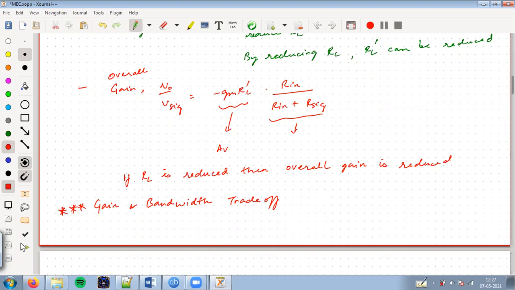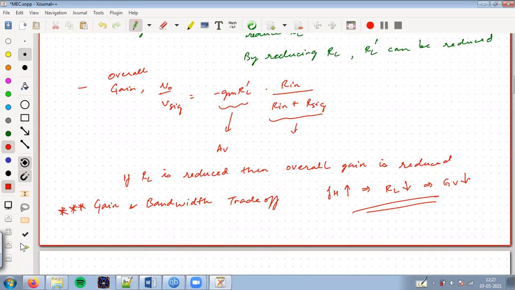So if I want to increase FH, I have to reduce RL. If I reduce RL, my overall gain will actually reduce. So this is the relation. I hope this is clear. So this is the trade-off between gain and bandwidth. To improve gain, I have to reduce bandwidth. To improve bandwidth, I have to reduce gain. Okay. All right. Next topic.